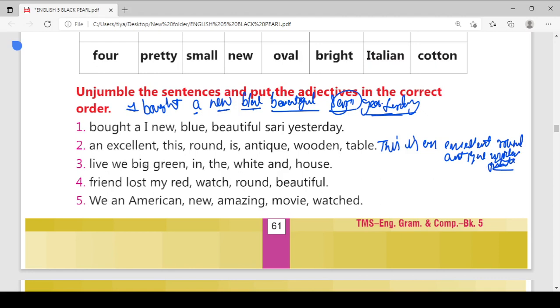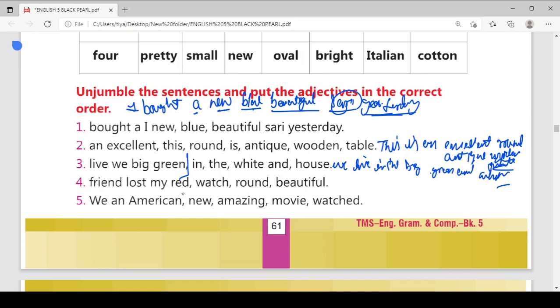Okay, now what do you need to do here? Live we big green in the white and the house. So we can say, we live in the big green and white house.